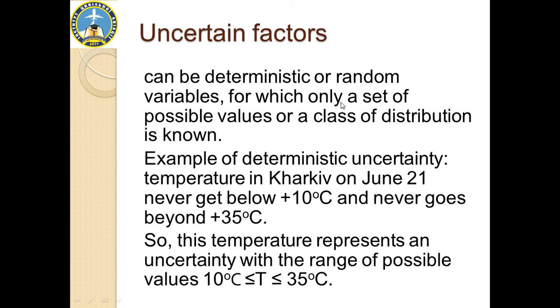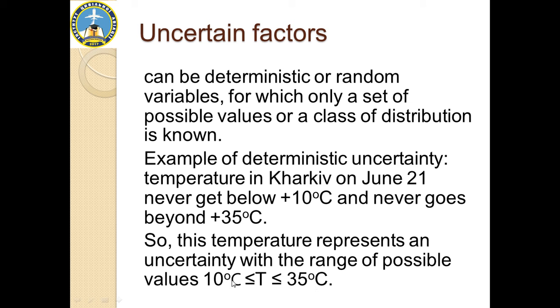For example, of deterministic uncertainty: the temperature in Kharkiv on June 21st never gets below +10 and never goes beyond +35. So this temperature represents an uncertainty with a range of possible values from 10 to 35 degrees Celsius. But there's no distribution, there's only the range. We don't know the probabilities within this particular range. So this can be called an uncertain factor.